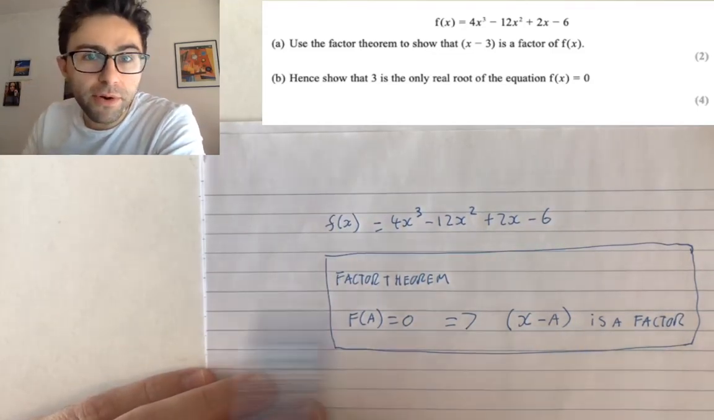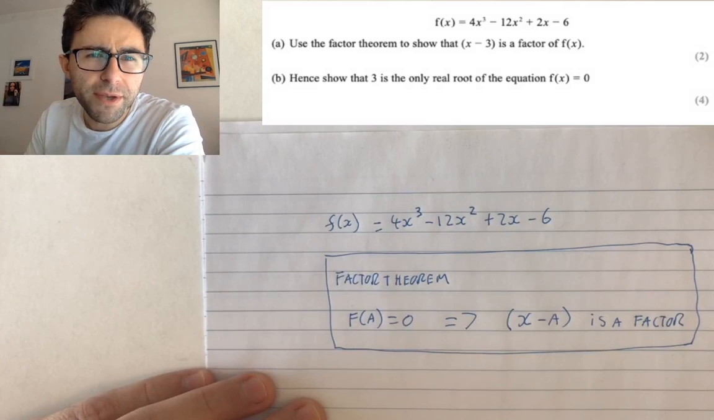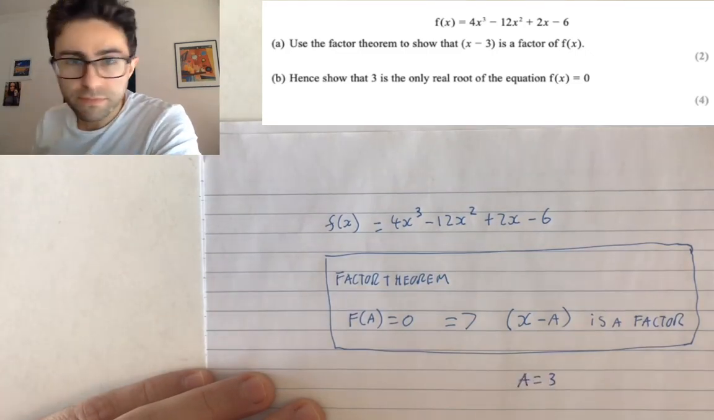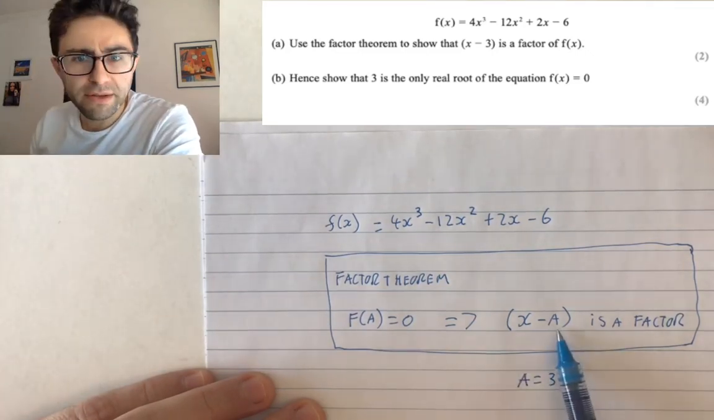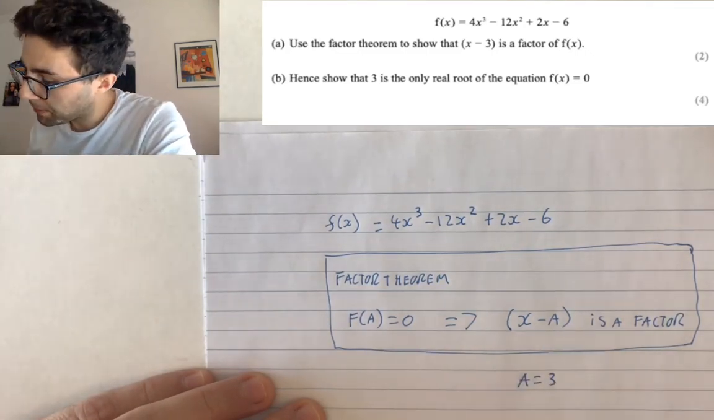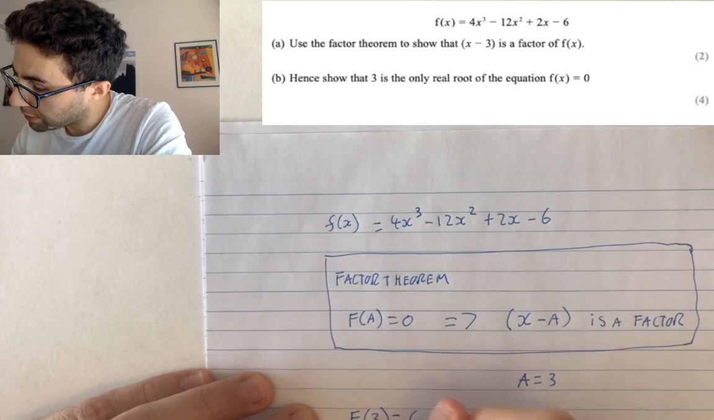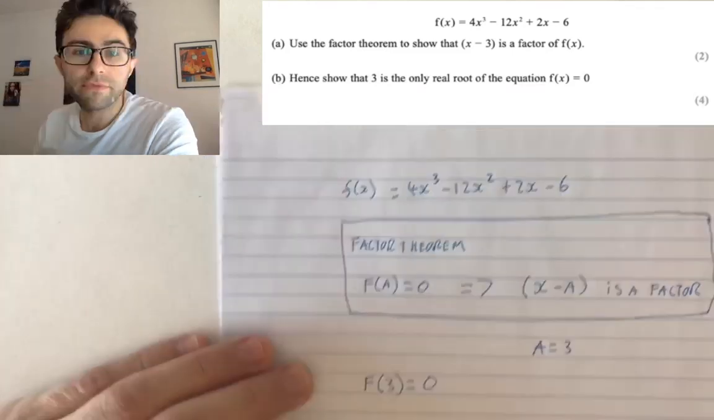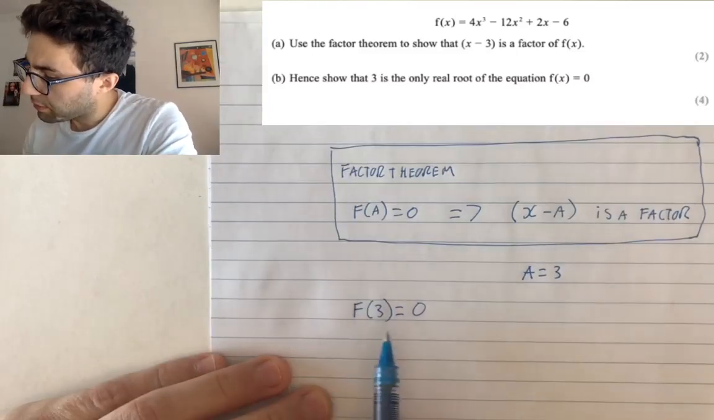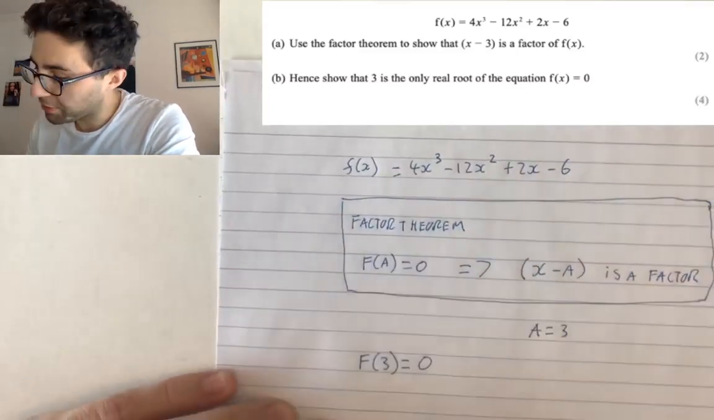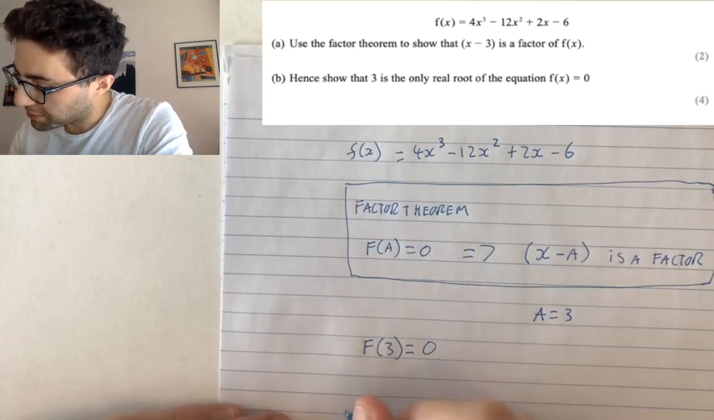In terms of the legwork, here they've said use factor theorem to show x minus 3 is a factor. So here, a equals 3, because it's x minus 3. Therefore, we're looking to show that f of 3 equals 0. That's our goal. Let's do f of 3. Not sure why I used a capital here and a small here. Let's go back to the small notation.